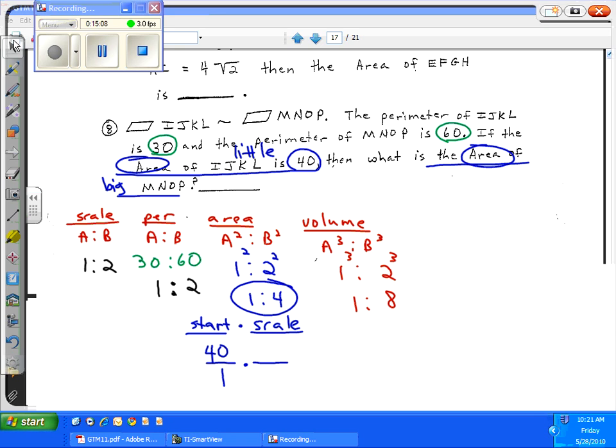If we're going to go to the big one, then we're going to scale up. If we're scaling up, then we use the large version of that, 4 over 1, instead of the small version of that, 1 over 4. And so we're going to multiply. We get 4 times 40, which is 160. And so the area of the larger parallelogram would be 160. Any questions on Unit 11.4?